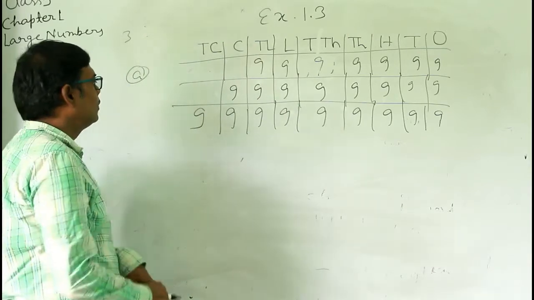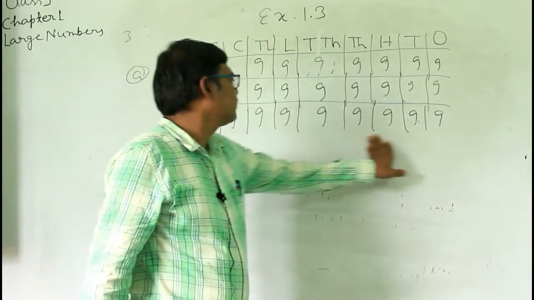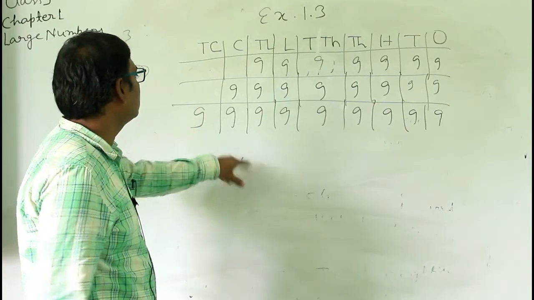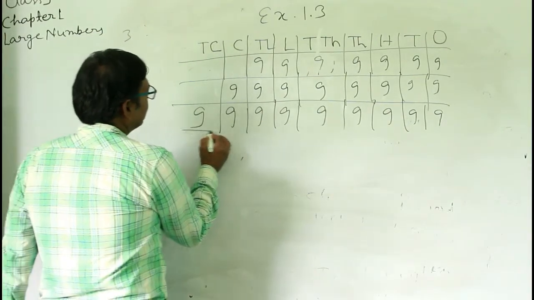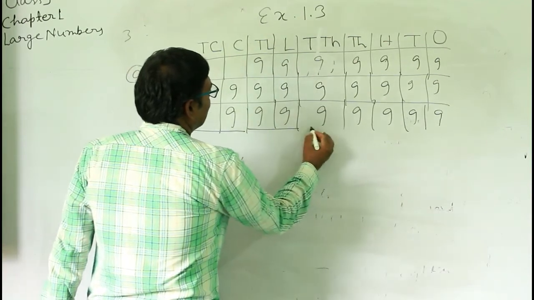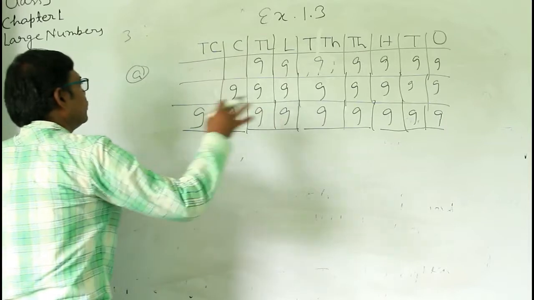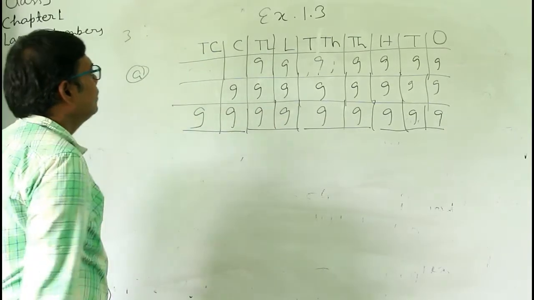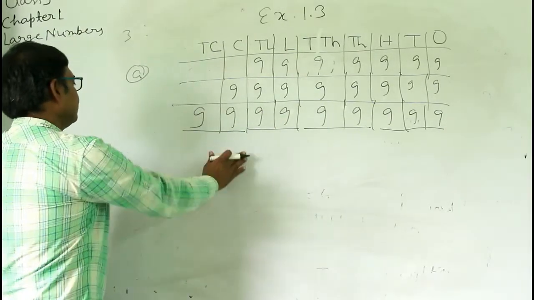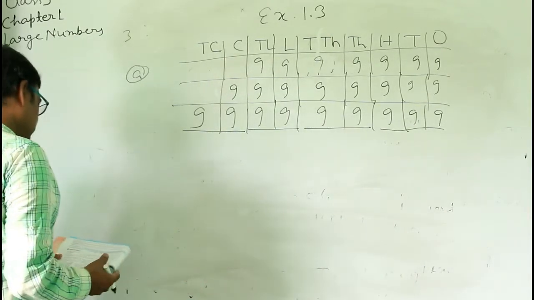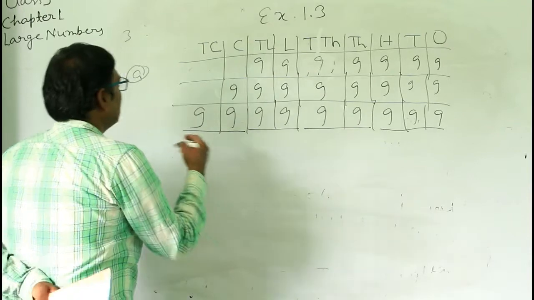So this is the largest 9-digit number. That is 99 crores. This is the 99 crores here. 99 lakh, 99,999. So this is the Indian place value chart, and then you have the international system of numeration. In that case, how do you write?